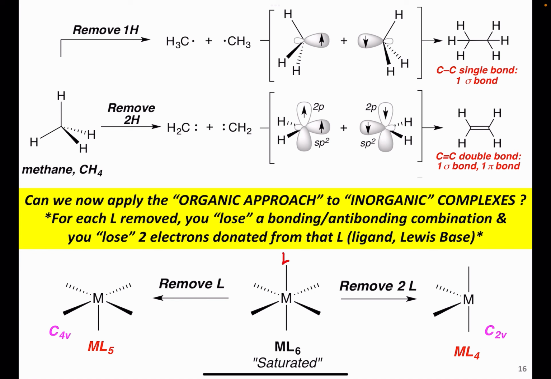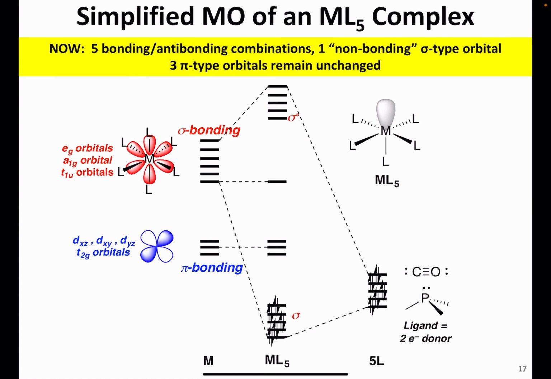So let's take an ML bond and remove it. If we remove an ML bond to give you an ML5 compound, notice what happens. You're now going to lose a bonding and anti-bonding combination. So rather than having 6 sigma bonding orbitals and 6 anti-bonding, you're going to have 5 bonding and 5 anti-bonding. You're also going to lose 2 electrons because remember that L, the ligand, is a Lewis base. And so now let's look at our transition metal diagram.